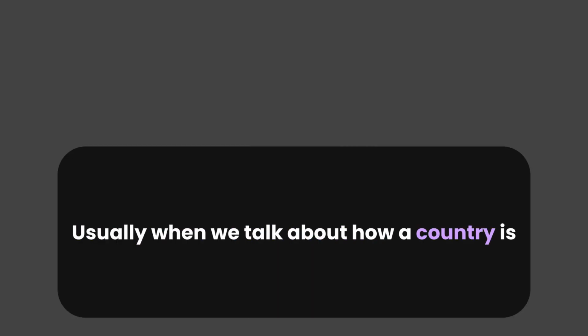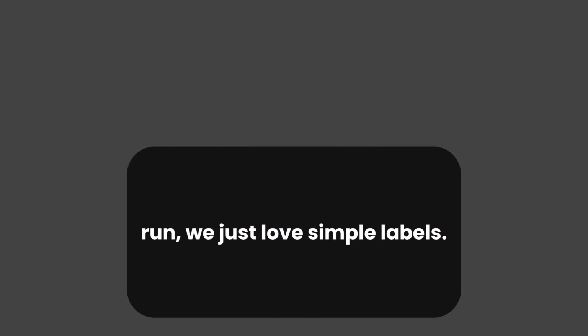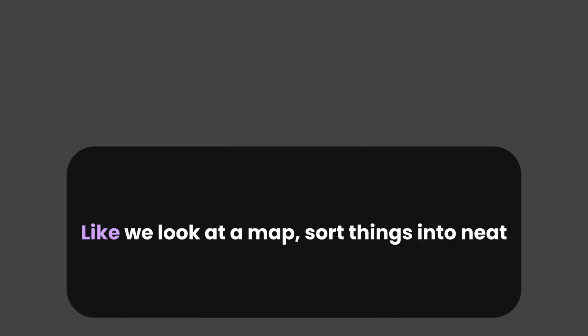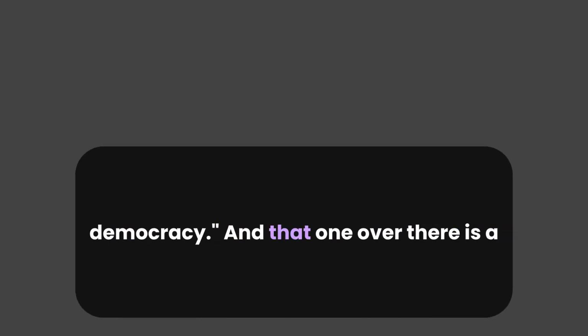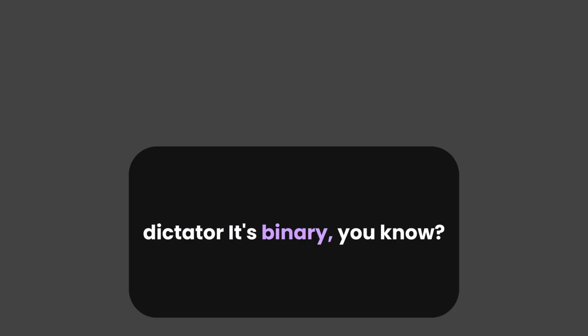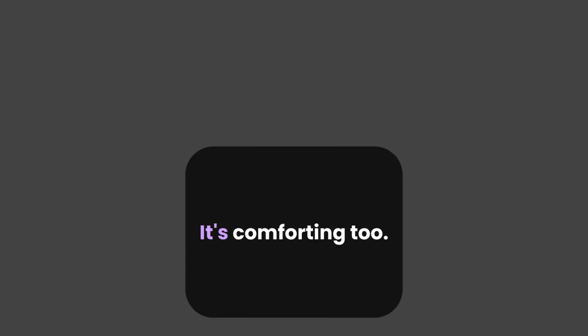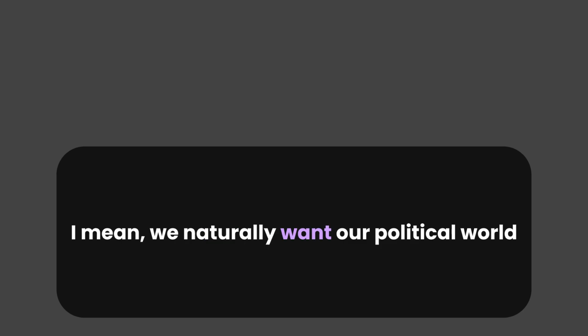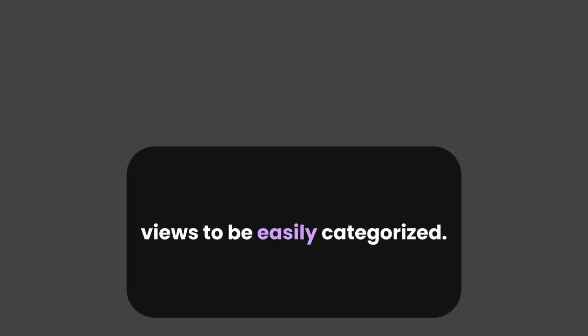Usually when we talk about how a country is run, we just love simple labels. Oh, absolutely. We definitely do. Like, we look at a map, sort things into neat little boxes, and say, well, that one's a democracy, and that one over there is a dictatorship. It's binary, you know? It's clean. It's comforting, too. I mean, we naturally want our political worldviews to be easily categorized.